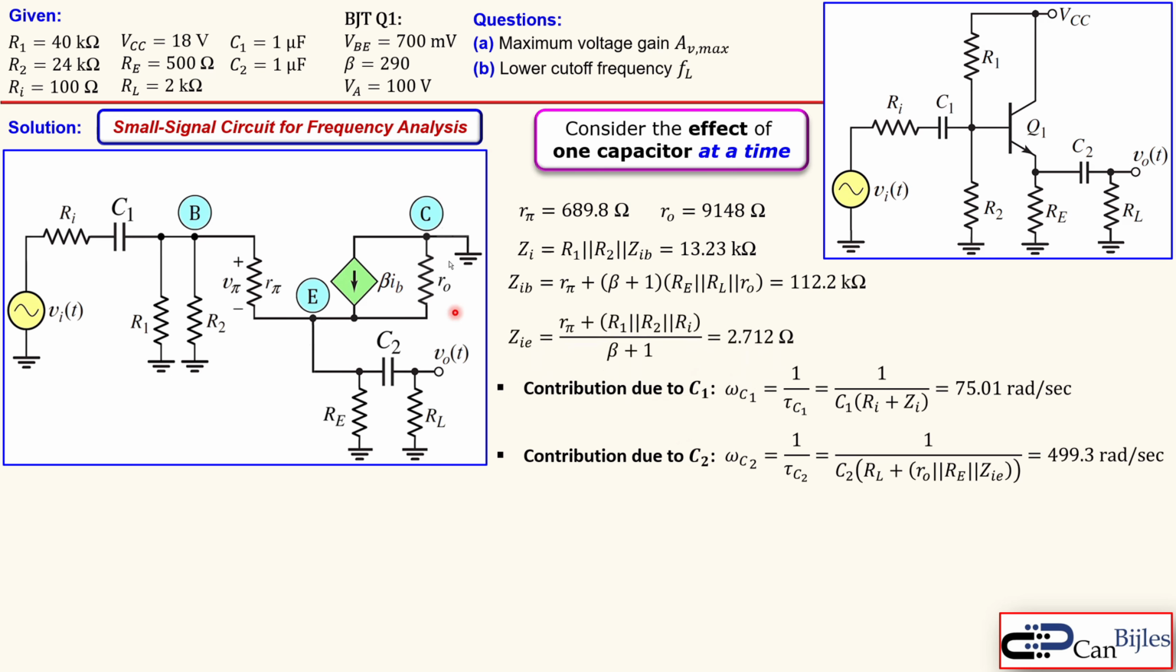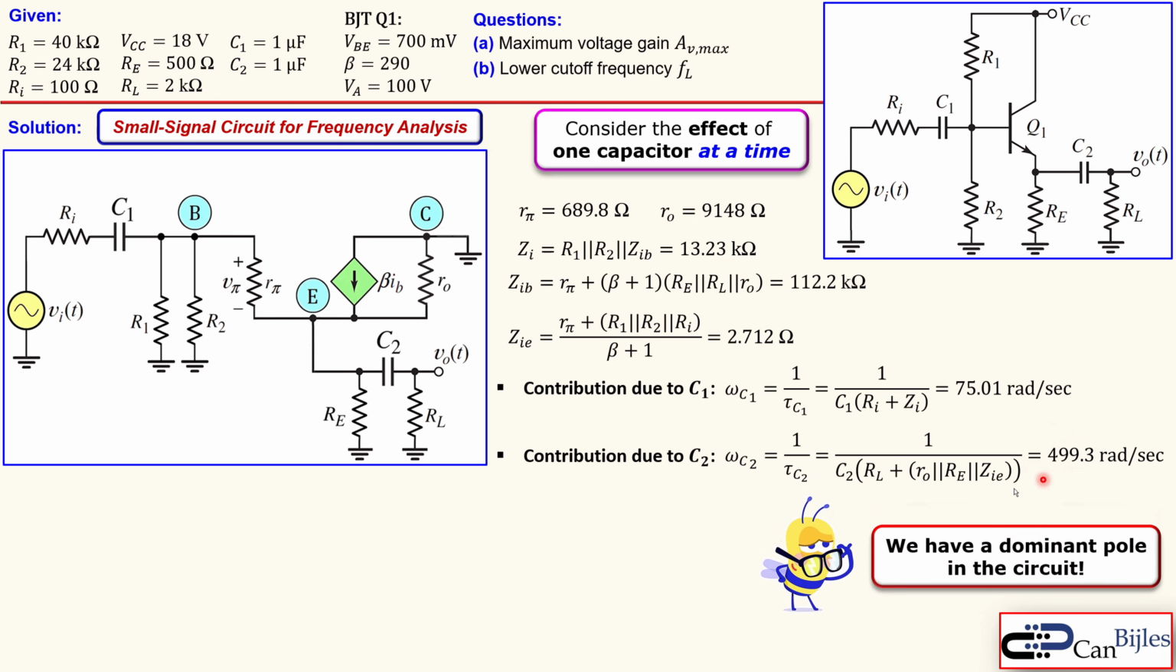How do we now proceed in order to determine or give a good estimation of this lower cutoff frequency? So we see here two pole frequencies. One of them is almost at 500 radians, and the other one is 75 radians per second. Now this one is at least 6 times, approximately 6.7 times larger than that one. So we can approximate that this is the dominant pole, since this is at least 5 times larger than that one. So, rule of thumb.